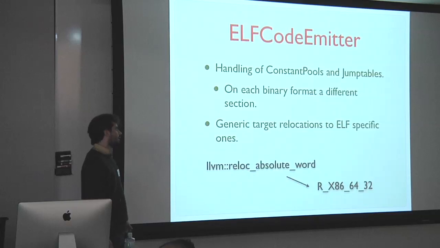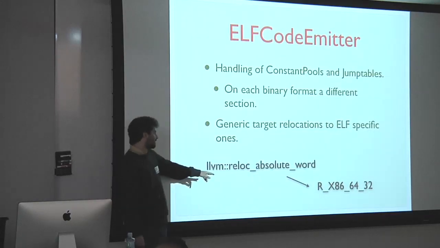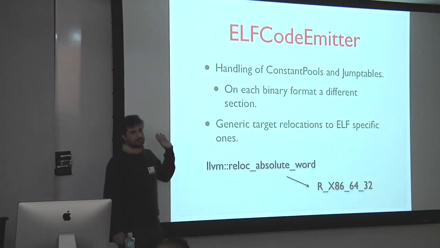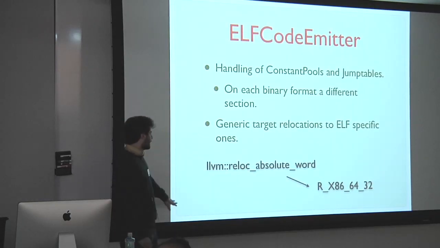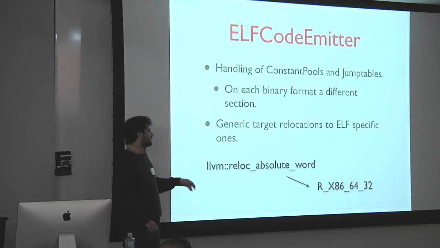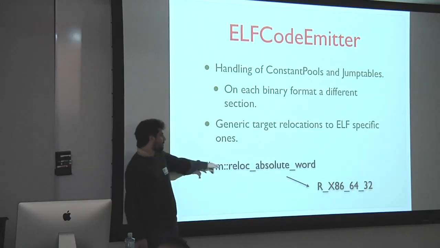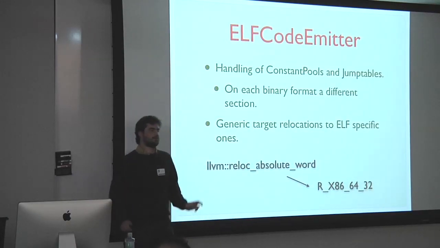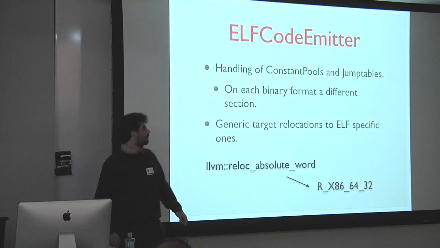And we also map the target generic relocation codes to the format specific ones. In this example, we have a reloc absolute word for x86, which is generic and can be used in Mach-O and COFF and ELF, and we map it to the enum for the ELF one.